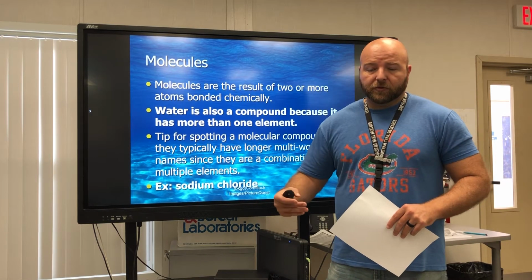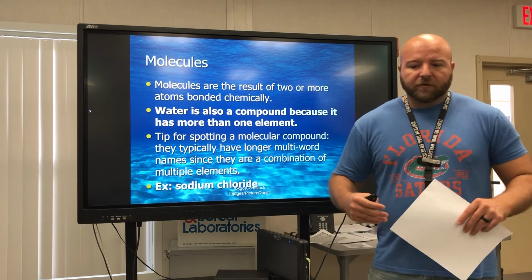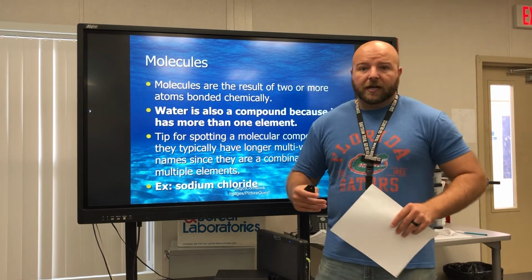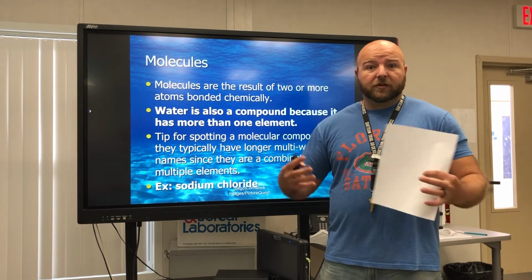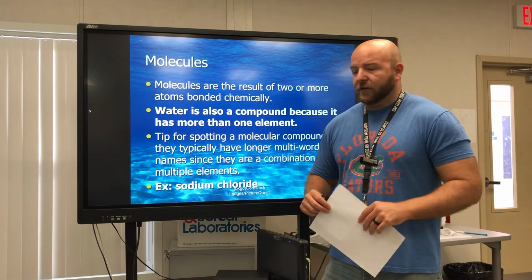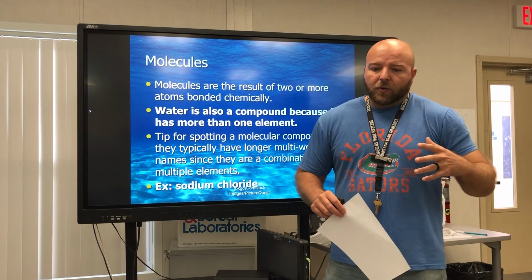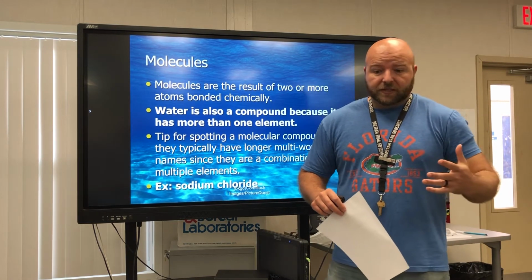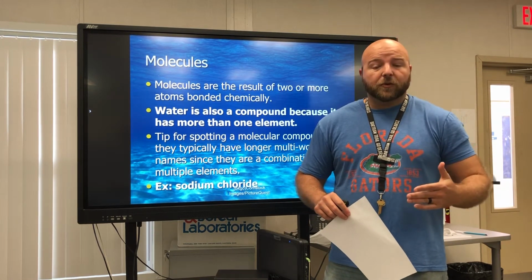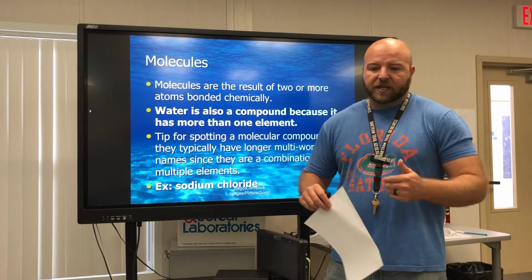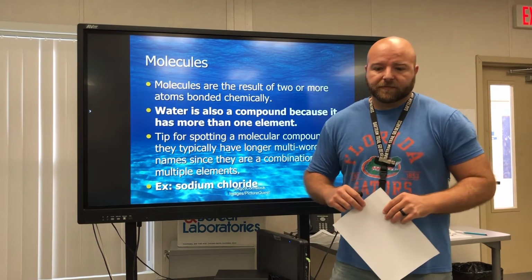So a molecule is when two or more of those atoms bond together. Now they can bond to each other. Oxygen is an example of that. You can have O2, just two oxygens. Water is a molecule, but it is also a compound because it has more than one element.